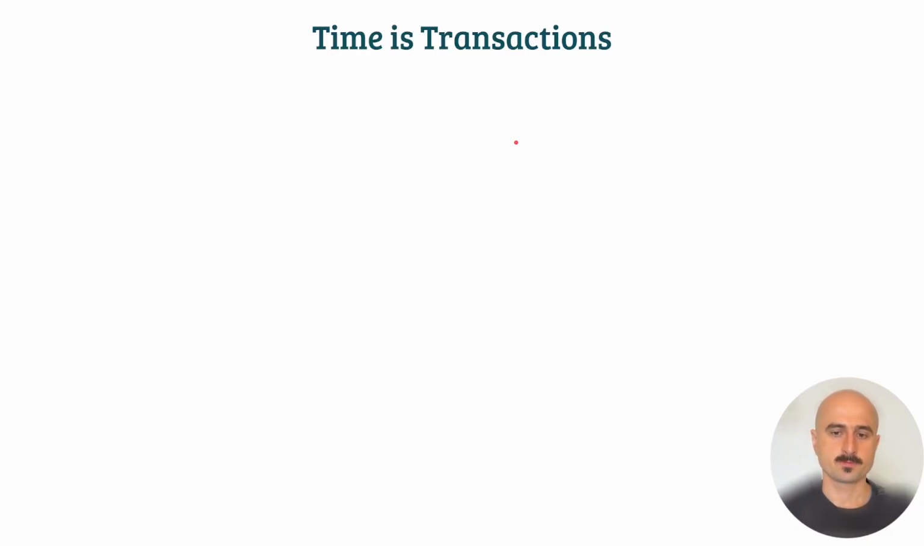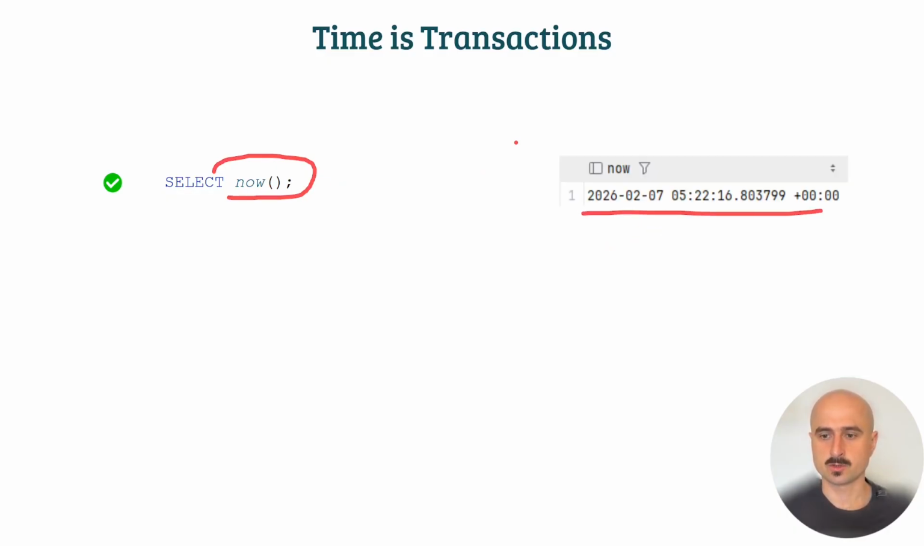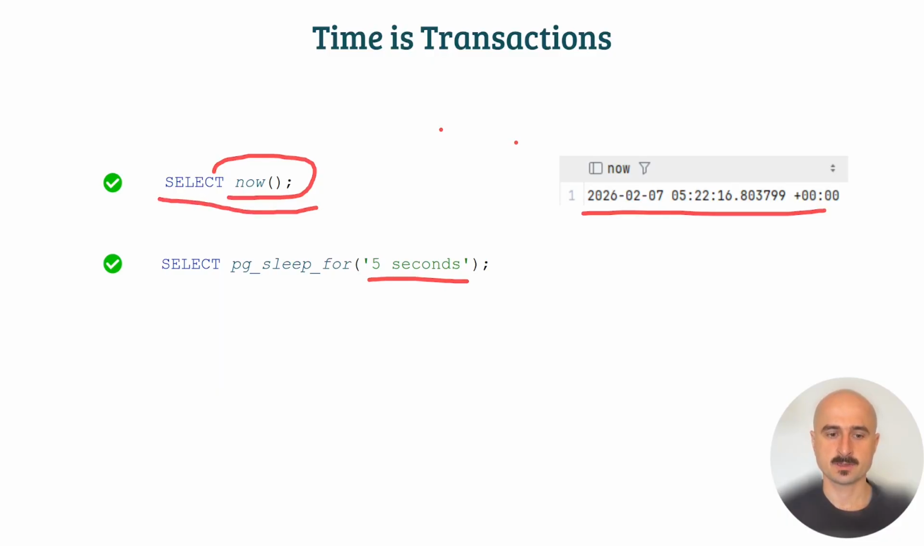Let's see an example. We execute a select statement and call the now function. And in case you don't know, the now function returns the current date time. So in this case, it turns out to be whatever you see on the screen. Next, we execute pg_sleep, and this function basically takes 5 seconds, because we passed 5 seconds here, to execute. That way we know that 5 seconds have elapsed after the first SQL statement that we executed.